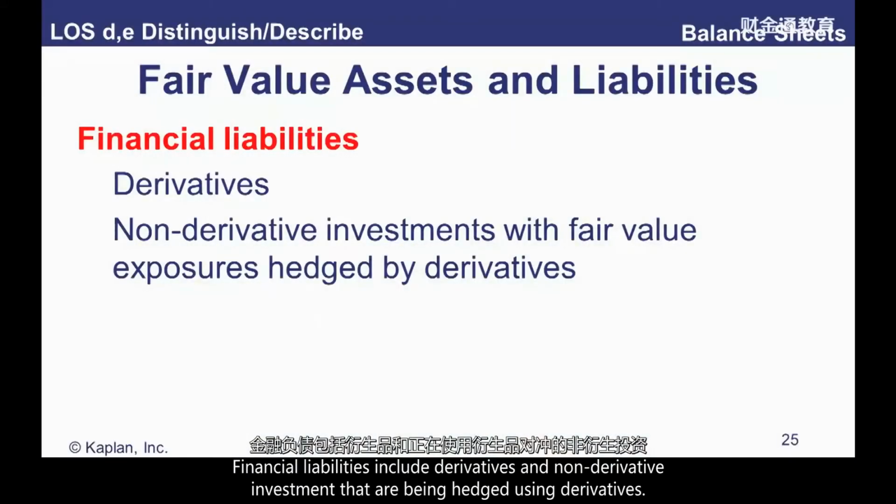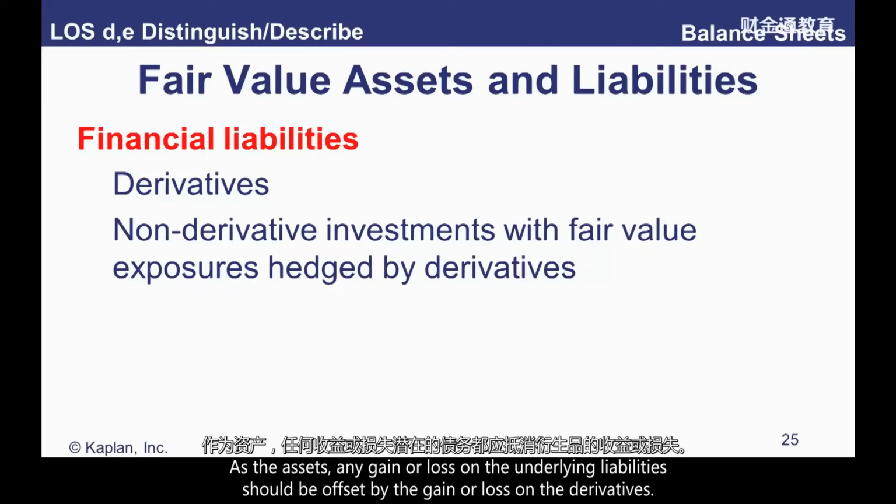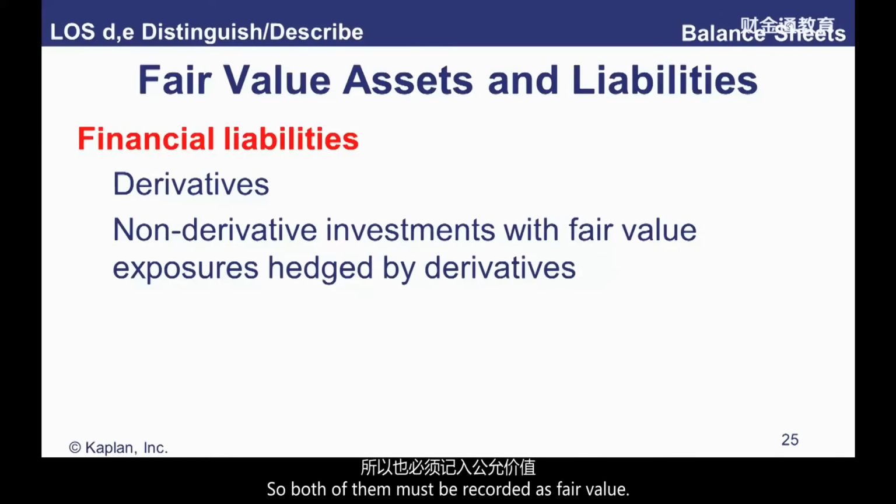Financial liabilities, well, again, we've got our derivatives and also non-derivative investments that are being hedged using derivatives. Same reason, of course, for that as our assets. Any gain or loss on the underlying liability should be offset by a gain or loss on the derivative. So both must be recorded at fair value.